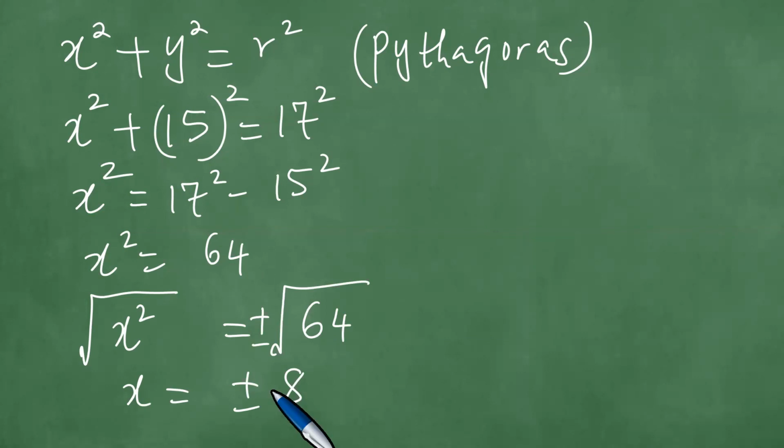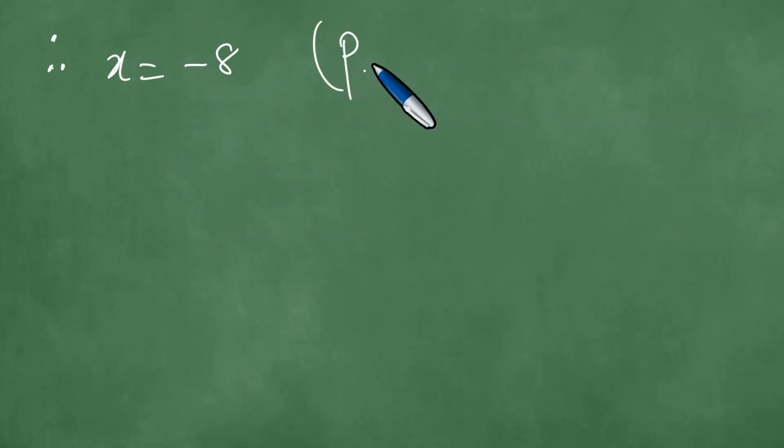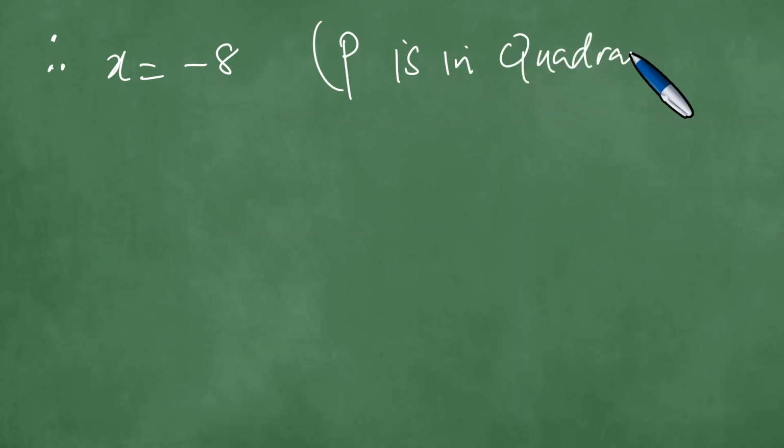But we understand the position of the x on the diagram, that x is on this side and x is negative. And therefore, we conclude that x is minus 8. The reason for that is that P is in quadrant 2, the second quadrant. So we found x. Here comes the next question.